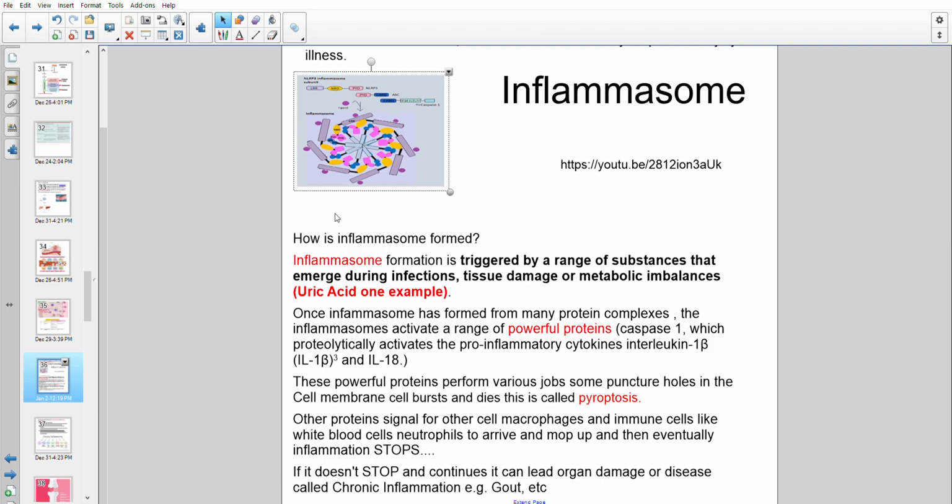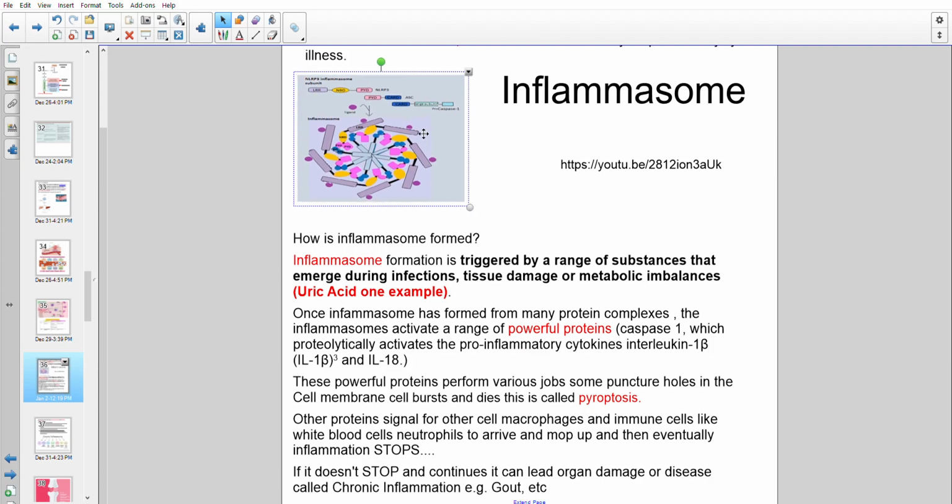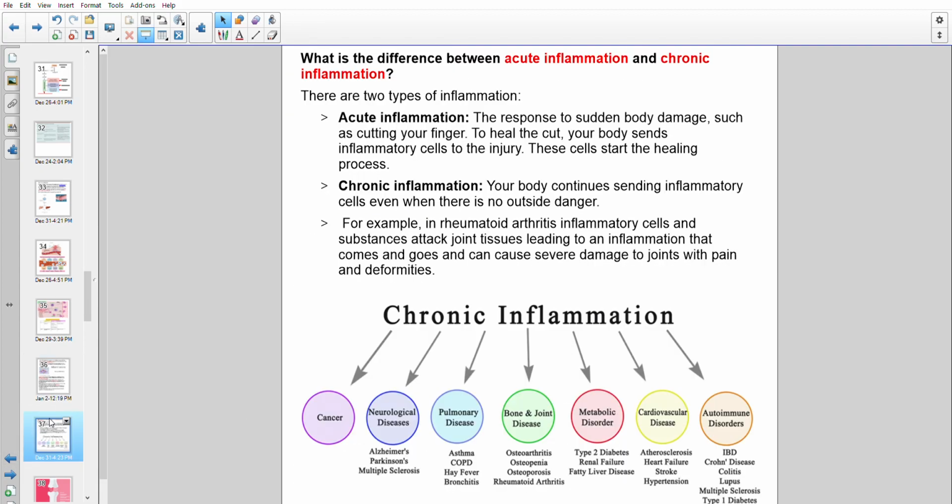Because these cytokines that they release are quite powerful chemicals. They actually destroy other good cells there in the area. But if they escape from that local area and go to other parts of the body, then you're going to get a big problem. So it stops. If it doesn't stop, it continues to lead to organ damage or disease. In other words, if the inflammasomes with their cytokine chemicals are released, then you'll get problems which we call an acute inflammation, a chronic inflammation.